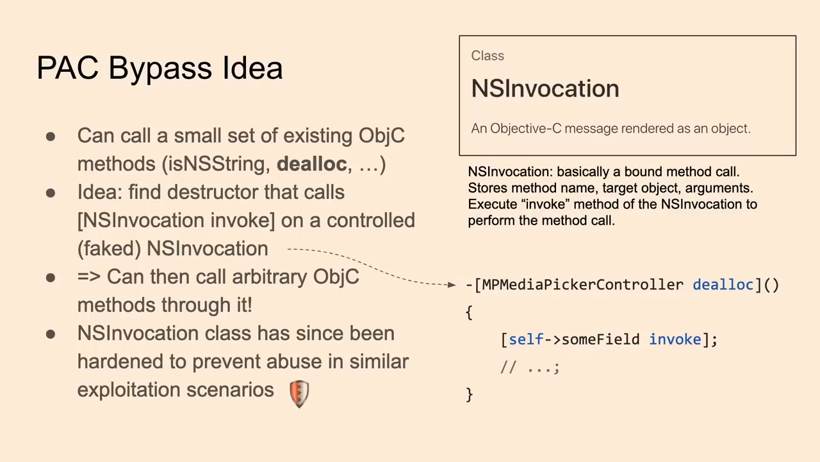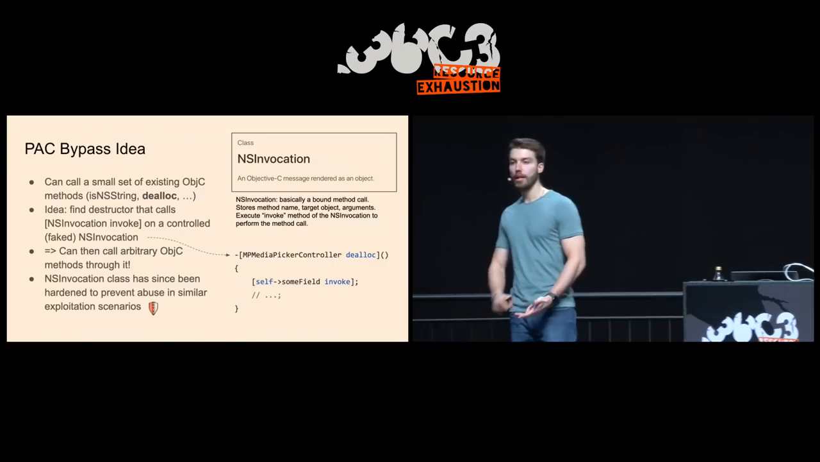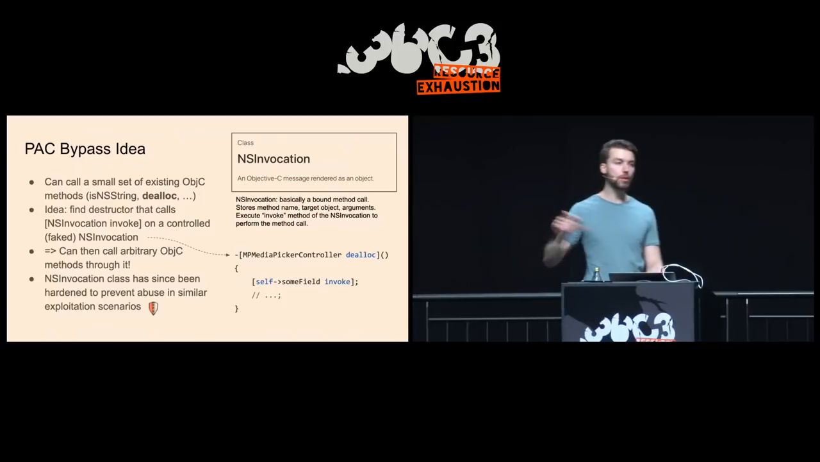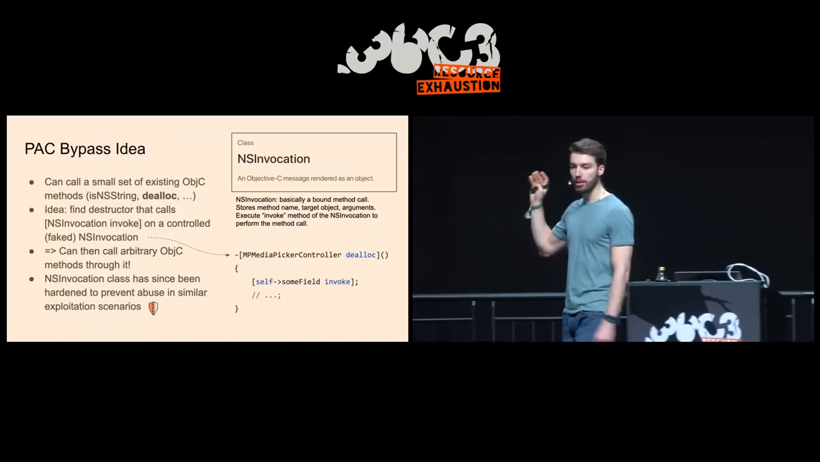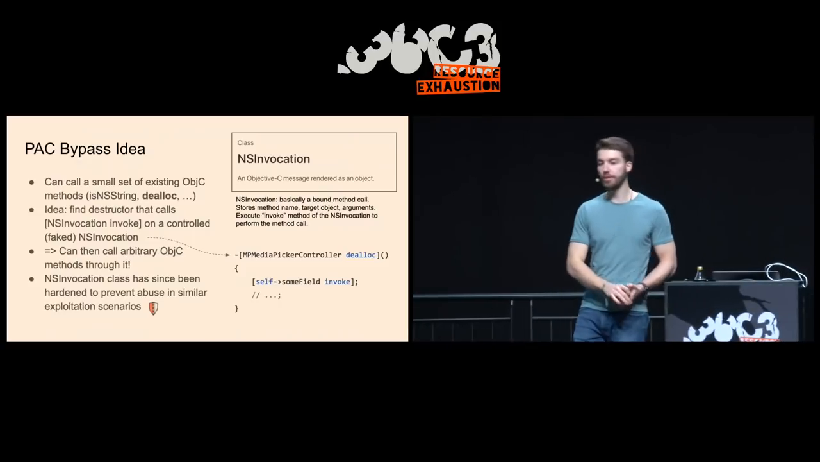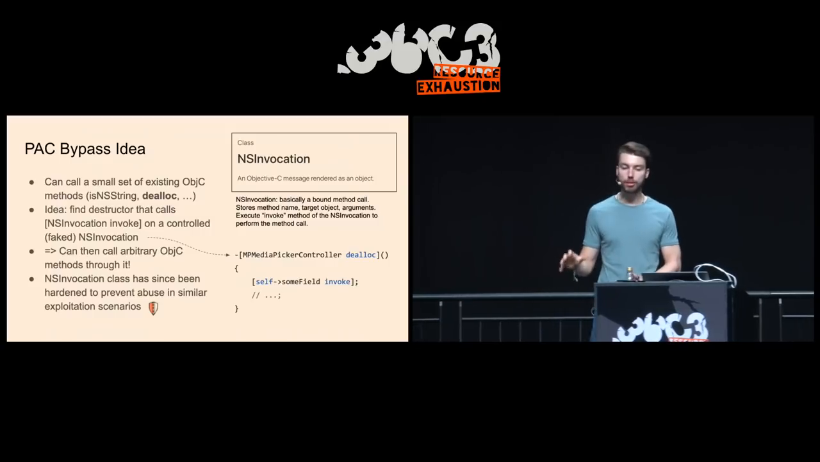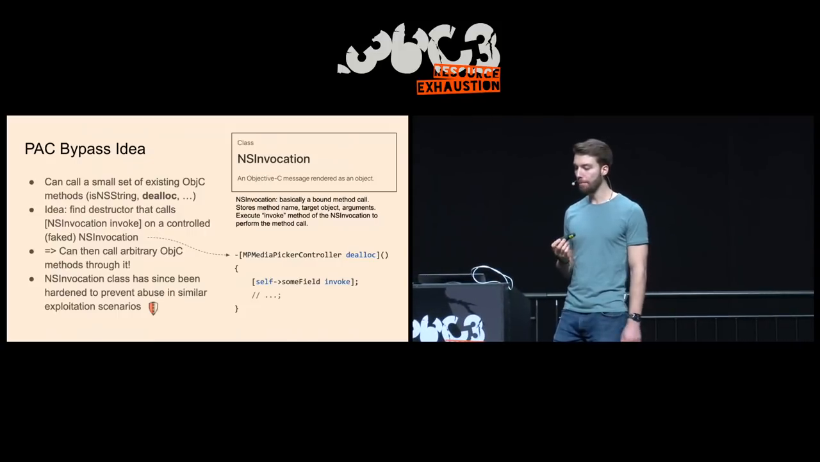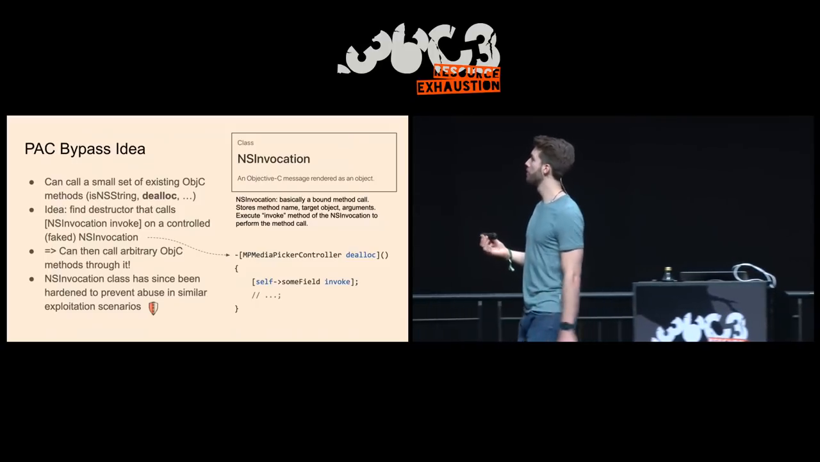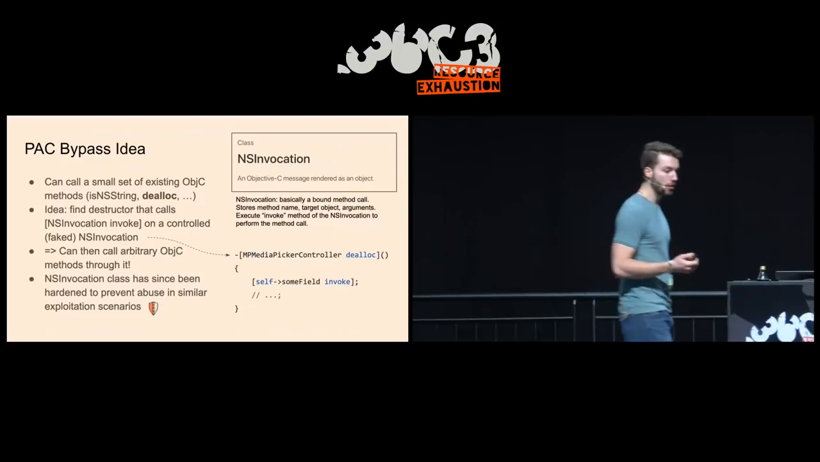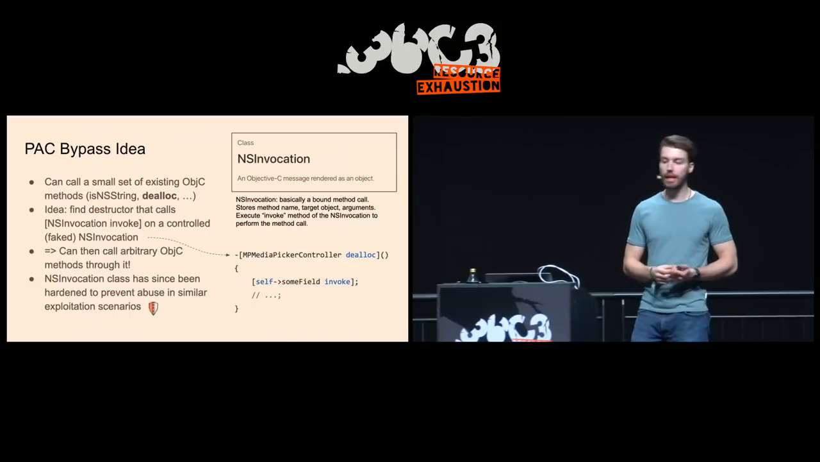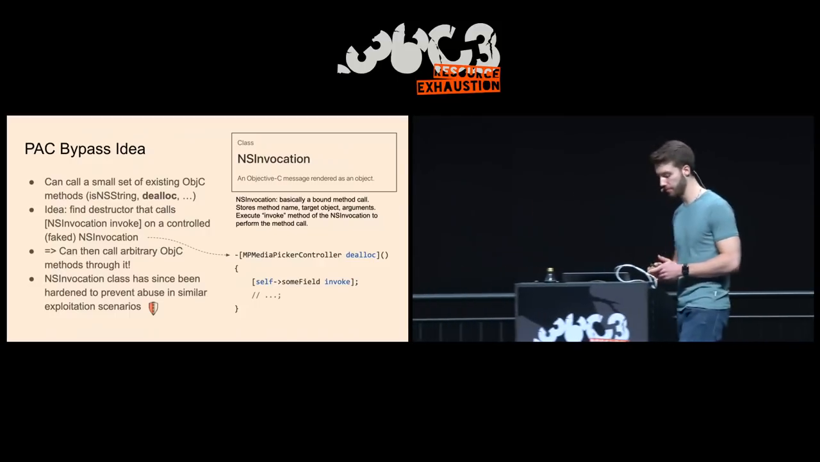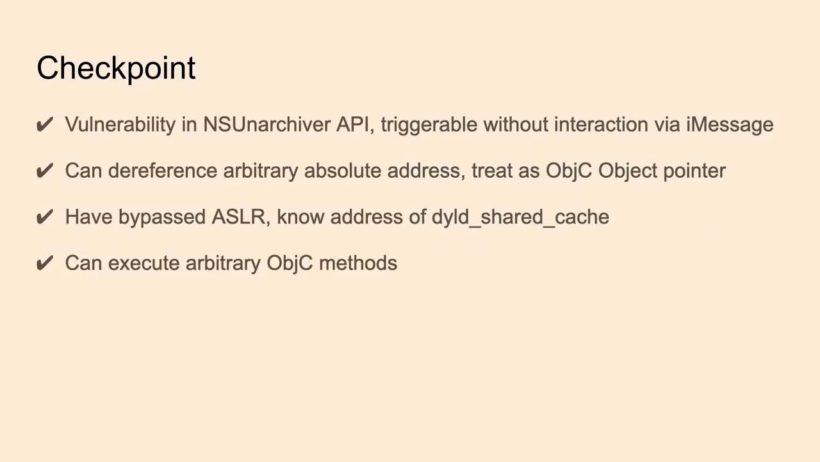And an NSInvocation is basically a bound function. So it has a target object, the method to be called, and all the arguments. As soon as you call invoke on this NSInvocation, it does this method call with fully controlled arguments, right? So with this destructor, we can now make a fake object with a fake NSInvocation that has any method call we would like to perform, and then it's going to do that because it's running this invoke here. Again, you see this shield here, which I put in place for things that Apple has hardened since we sent them the exploit. They hardened NSInvocation, and it's now no longer easily possible to abuse it in this way. But for us, we can now run arbitrary Objective-C methods with controlled arguments.